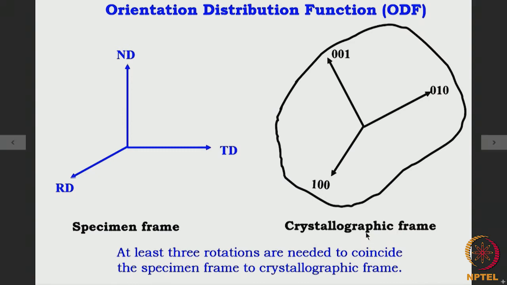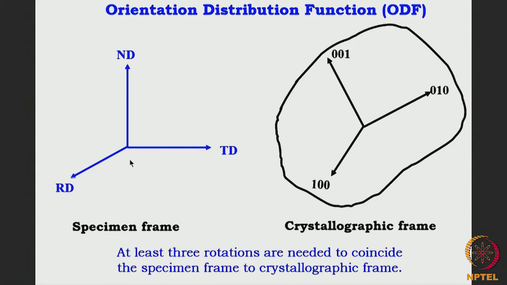So, this is, say, grain number 1 in our specimen. This is the specimen frame, which is fixed for all the grains within the specimen. And within grain number 1, this is the crystallographic frame. So, what we do now is try to coincide this crystallographic frame with the specimen frame in such a manner that 100 becomes the same as RD, 010 becomes the same as TD, and 001 becomes the same as ND. Now, as I have already said, at least three rotations will be needed to coincide this frame with the other one.